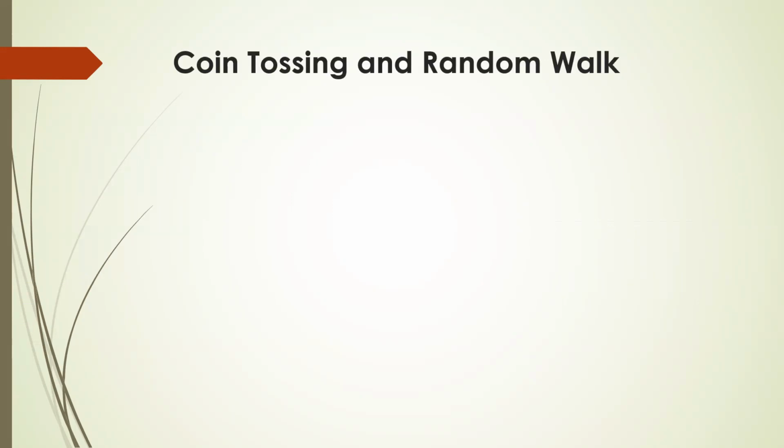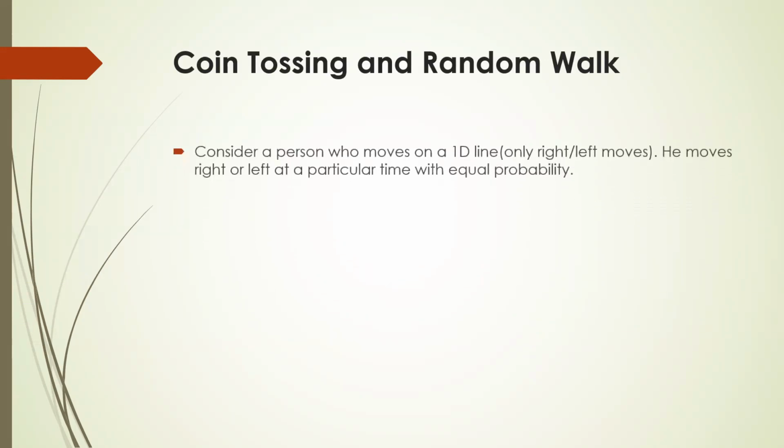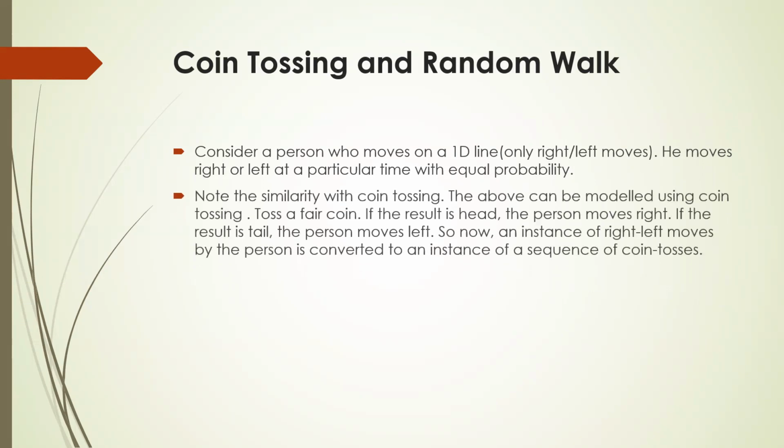Coin tossing and random walk. Consider a person who moves on a one-dimensional line. You can visualize the number line. He moves right or left by 1 unit. At a particular time, he moves right or left with equal probability. Note the similarity with coin tossing. The above can be modeled using coin tossing. Toss a fair coin. If the result is head, the person moves right. If the result is tail, the person moves left.